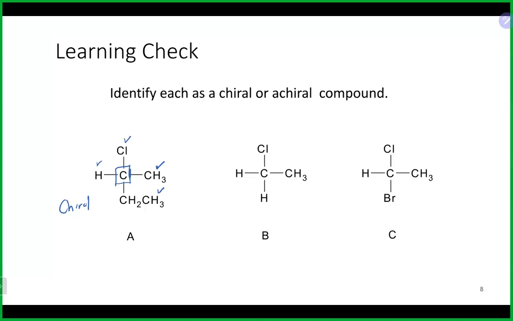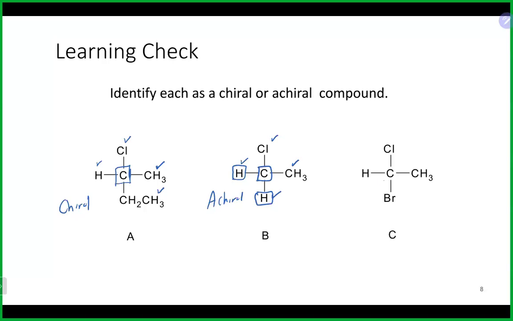That means that if you put that up to a mirror, its image in the mirror will not superimpose on itself. If we take a look at this carbon, that is a methyl, which is different than a chlorine. Chlorine and methyl are different than a hydrogen, but that's a little problematic. We actually have two of the same groups in this case, and that would make this an achiral compound. And that means if you put that in a mirror, its image should be able to superimpose on the original structure.